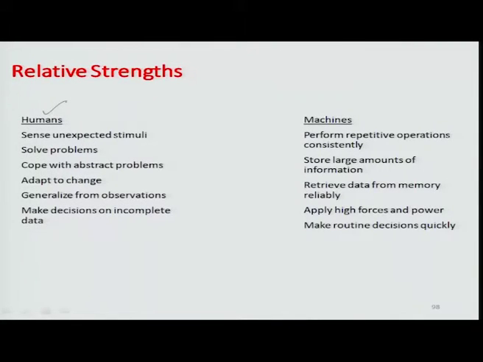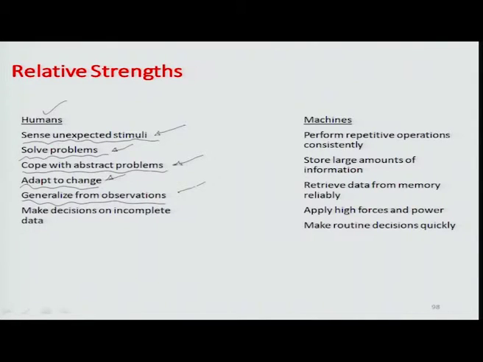Now, there are different relative strengths and weaknesses that any system has. In case of strengths for humans, there are various strength components which we might consider. For example, human subjects can sense unexpected stimuli and respond to such changes in stimuli. They can also solve problems quickly, cope with abstract problems through knowledge as well as intuition, and adapt to change. For example, if there is a sudden change in condition, there is quick adaptability, and they generalize from observations.